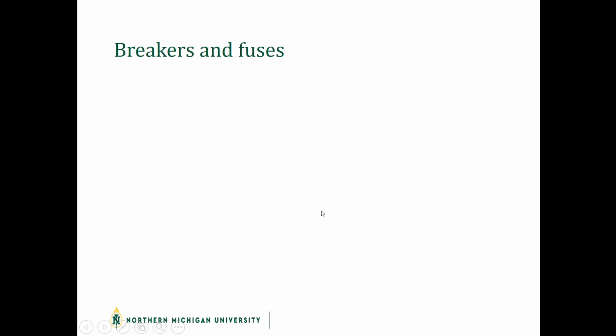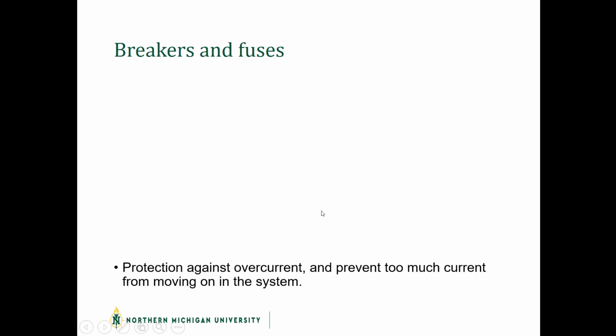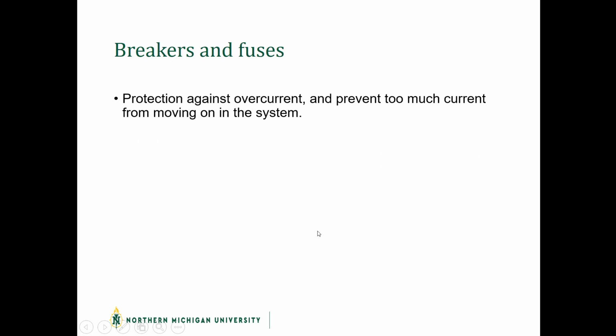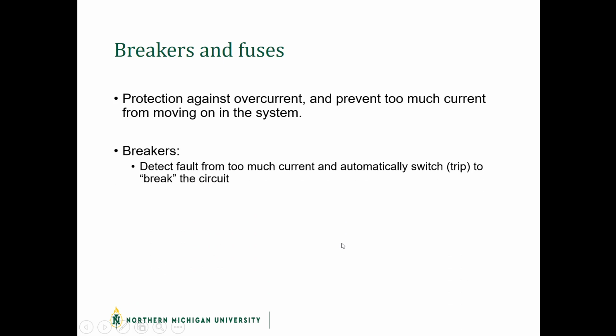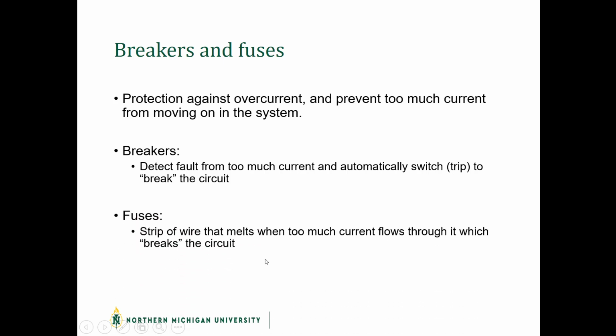Another form of safety are your breakers and fuses, right, just to ensure we're protecting against overcurrent. So they do pretty much the same thing. They operate in a different way, though. We don't want too much current moving through the system, so these breakers would detect that fault. That fault would be overcurrent in this situation. So once you detect that there's too much current coming through, they automatically trip and they break that circuit, right? So they separate the two wires within.